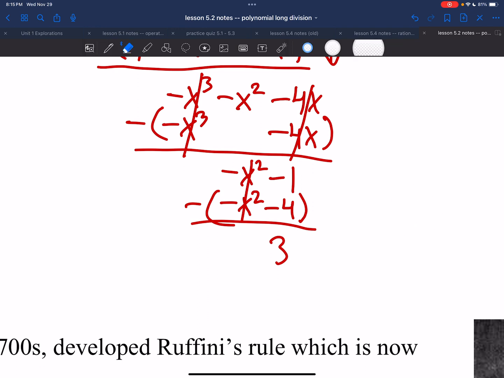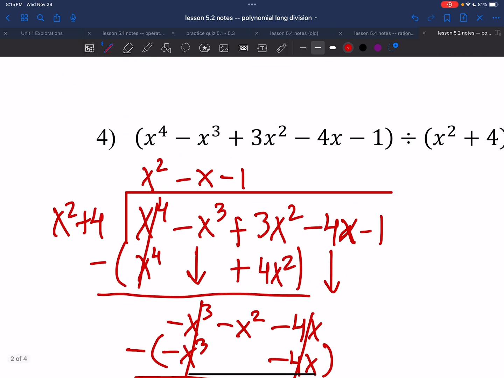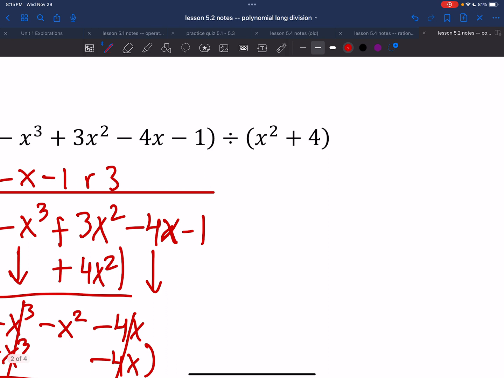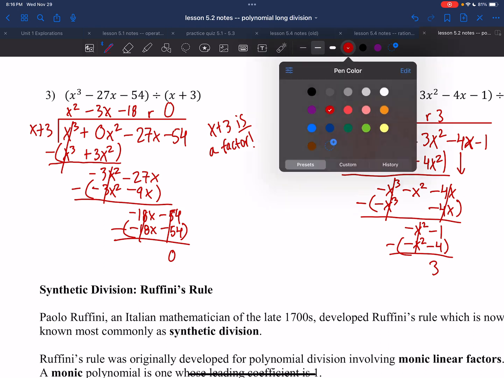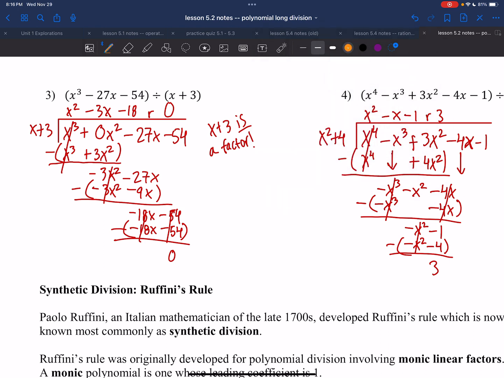So, finally, at last, an example where the remainder was not 0. So it's called remainder 3. And so conclusion, x squared plus 4 is not a factor. But also, what is the quotient, right? And I guess I did not, look, I should probably write, let's do it in gold. The result, right, the quotient, which was your result, was x squared minus 3x minus 18, right?